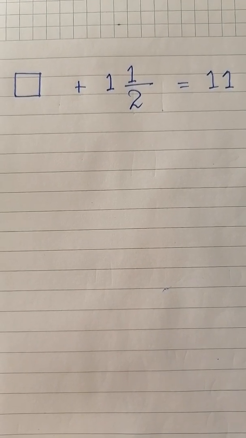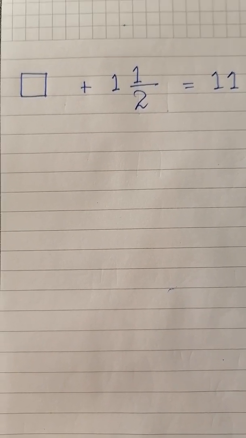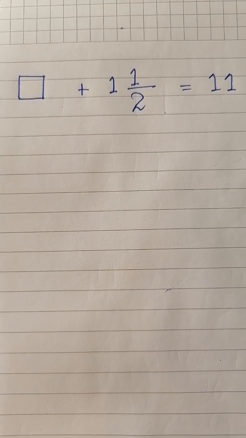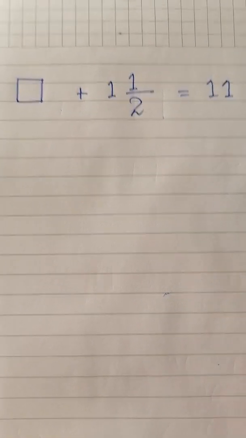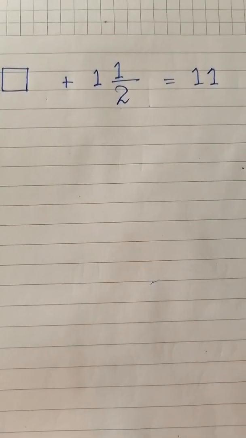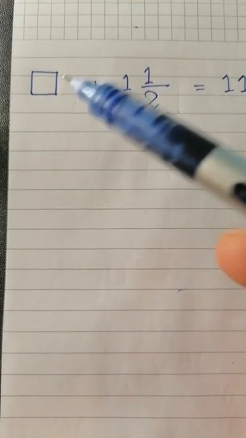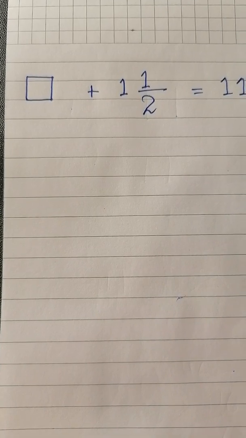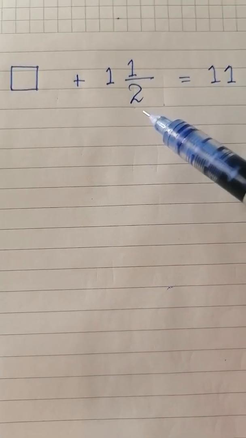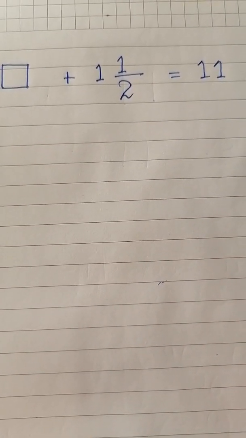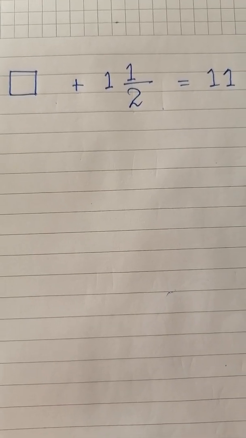This is another interesting question in the worksheet. Square plus 1 over 2 equals 11. Square plus 1 and a half equals 11. Now, we don't know what we should put in the square, or what fraction we should put in the square. And then we add it with this fraction, this mixed number, to get it equal to 11. So we need to find it.